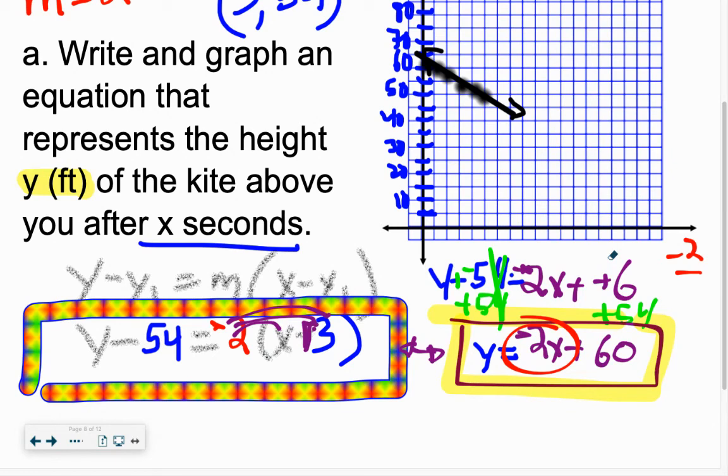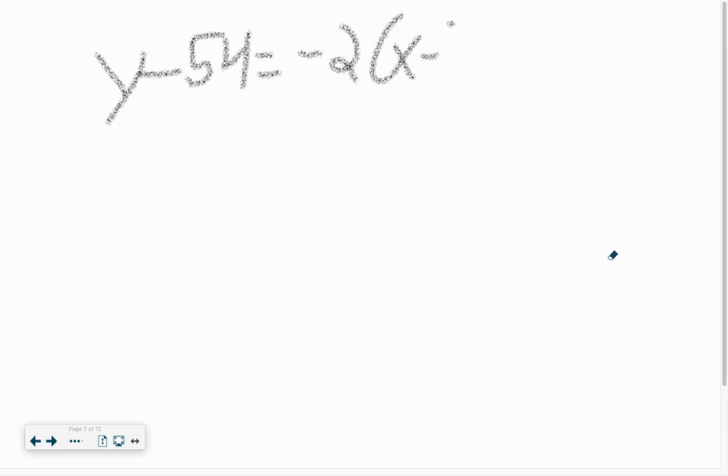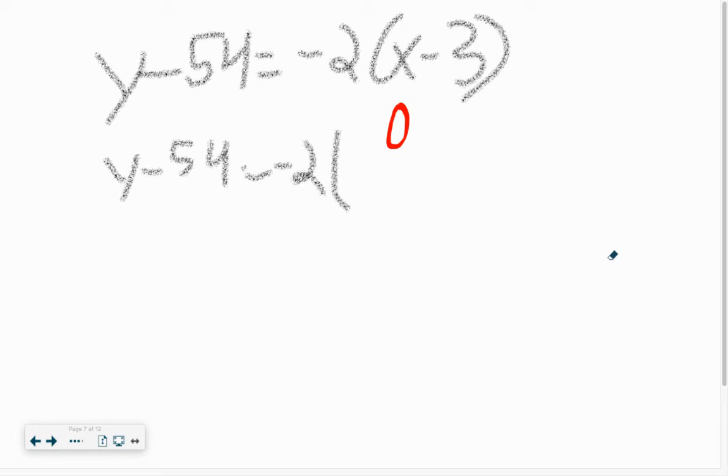There you have it. Now, as I said, I was going to show you another way, so let me back on up. You could have subbed in and found your intercepts. So very quickly, don't write this down, but we had this equation: y minus 50 equals -2, remember, because the kite was going down, times (x plus 3). So you could have plugged a 0 in for x. So then you would have had y minus 54 equals -2 times (0 plus 3). Well, that gives me a 3.